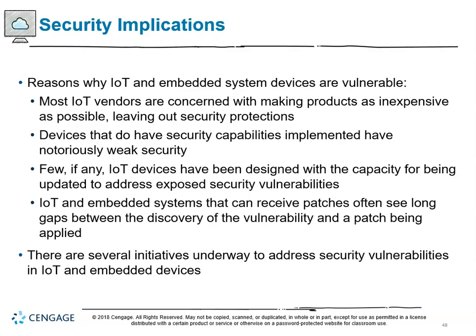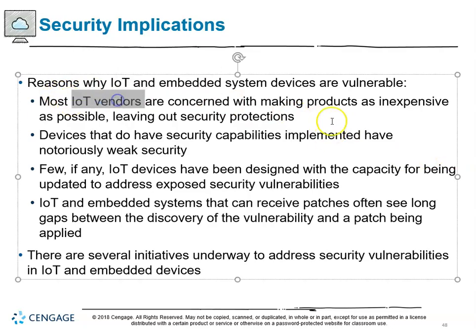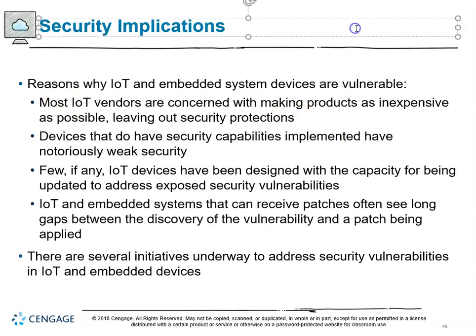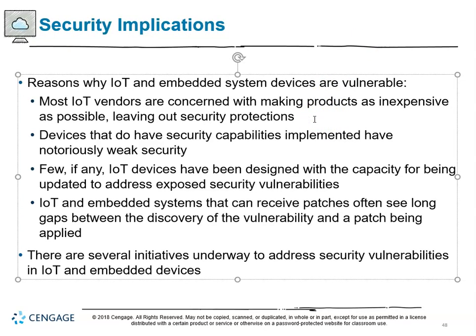So reasons why IoT and embedded system devices are vulnerable. The IoT vendors, again, they're engineers, right? So that means they're all about getting something functional to market and less concerned about the security repercussions. And they want to make them as inexpensive as possible. So that's another reason why they might not spend too much time, energy, or resources on putting out security protections for us.